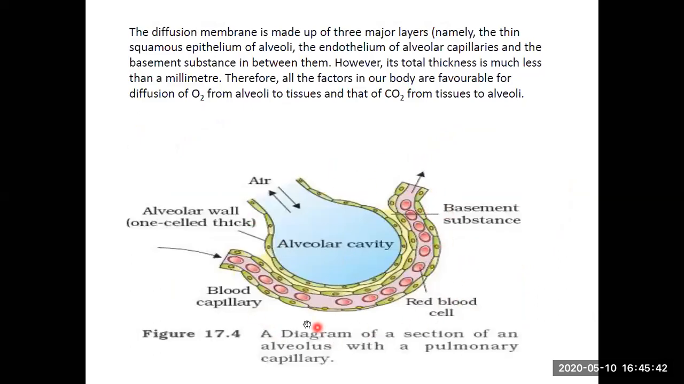This is the structure of the diffusion membrane, showing how the exchange takes place through the membrane. There is a particular structure of this diffusion membrane, formed by three structures. One is the layer of alveoli, a squamous epithelium, a one-celled layer. Second, the endothelial single-celled membrane of blood capillaries, and then basement substance present in between. So it is less than a millimeter, a very thin membrane that allows the exchange of gases, oxygen and carbon dioxide, from alveolar air to blood cells.